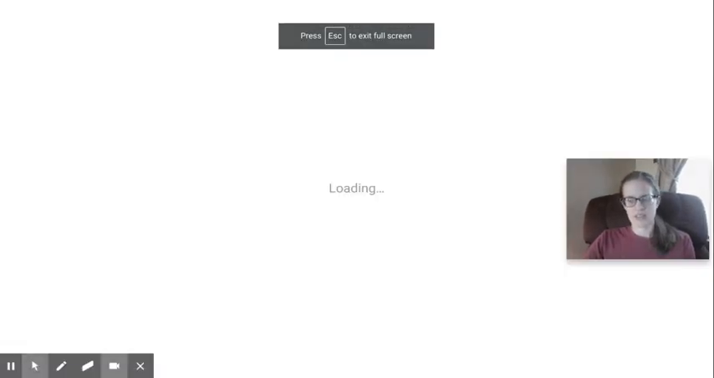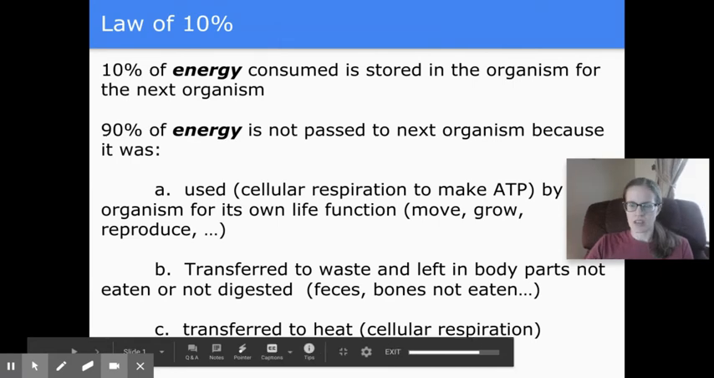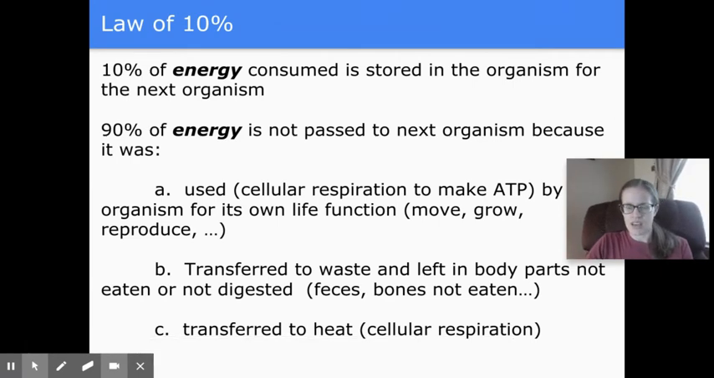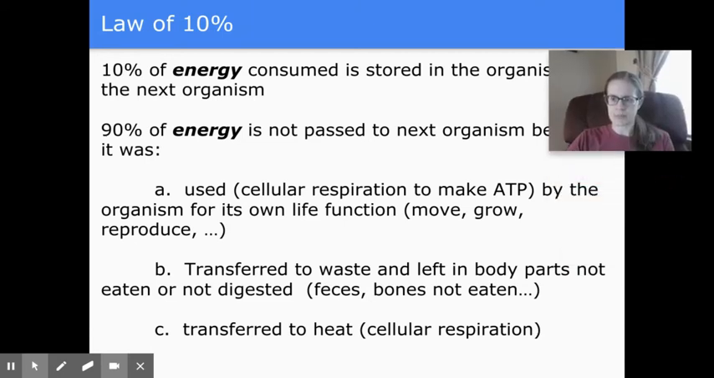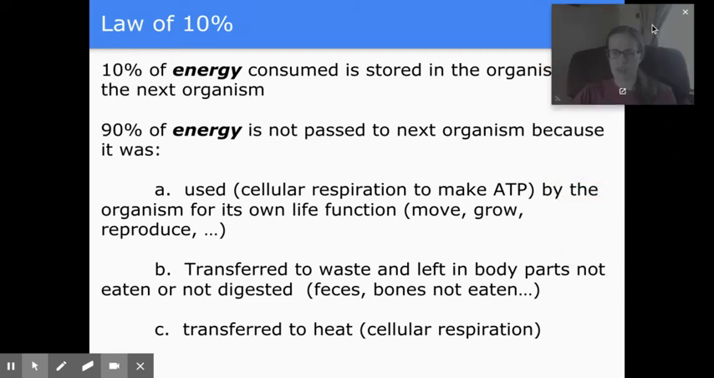We're going to talk about the law of 10% first. The law of 10% says that 10% of the energy that is stored in the organism is used in the next organism. Only 10% of the energy that an organism eats actually gets stored in the next organism. 90% of that energy is not passed on to the next organism. And that could happen for a number of different reasons.